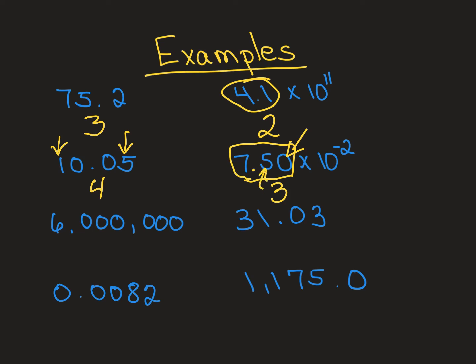All right, then we have 6 million. So this is a comma there, not a decimal point. So this would have one significant figure. All these zeros are not significant. Coming over to our next example, 31.03, we have 1, 2, 3, and 4 significant figures.